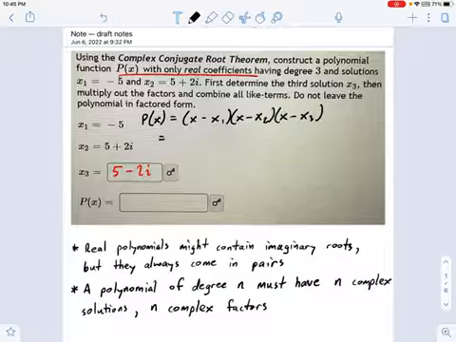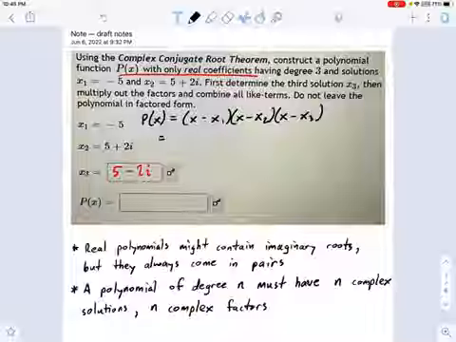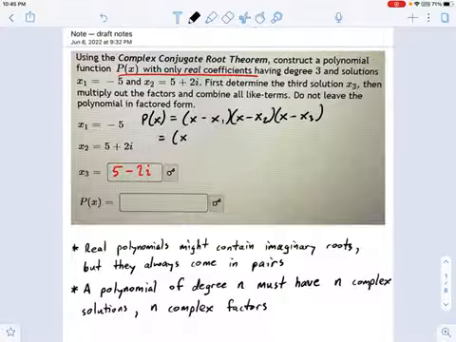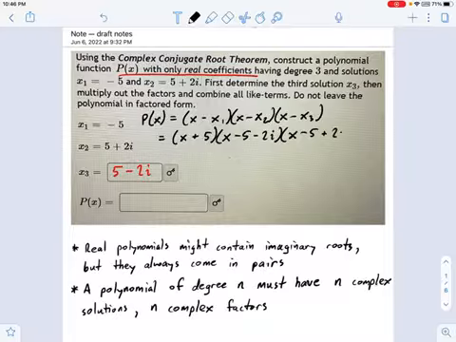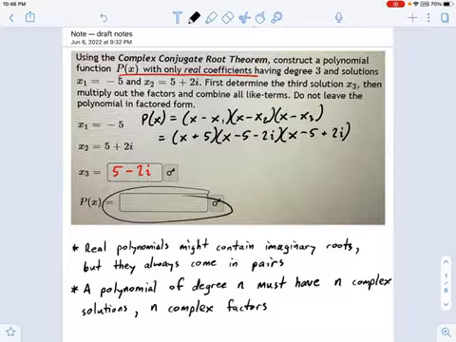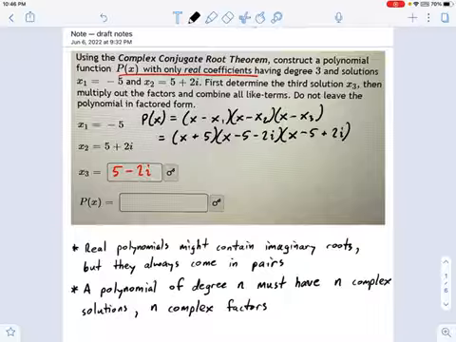And what I want to do now is tell you what x minus x1 is. Well, x1 is negative 5, so that means x minus x1 is x plus 5. And x minus x2, follow the negative signs, is going to be x minus 5 minus 2i. And x minus x3, x minus 5 plus 2i. All right, that's factored form. If you put this in as your answer right here, it's going to be wrong because it doesn't want factored form. It wants you to go through the exercise of multiplying this out.